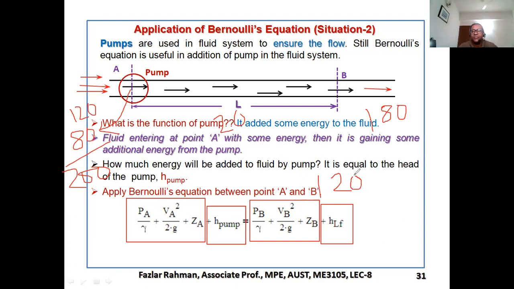120. Originally you have 120, then 80 candy somebody gives you. That means you're getting from the pump a total energy. With that energy you are moving toward point B, but on the way you lose 20 candy, that means frictional loss. So right over here, 180 energy remains at point B. Okay.